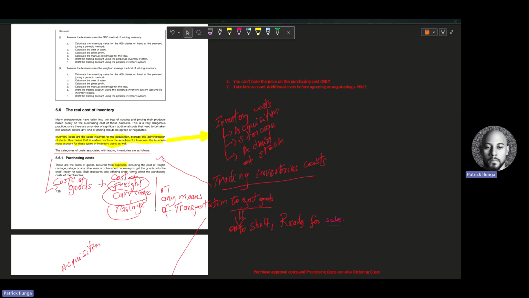Today we are going to tackle the real cost of inventory. This is a follow-up to our last week, part one for Learning Unit 5, where we did a good job with the different inventory systems, the two inventory systems, as well as the valuation methods, right?